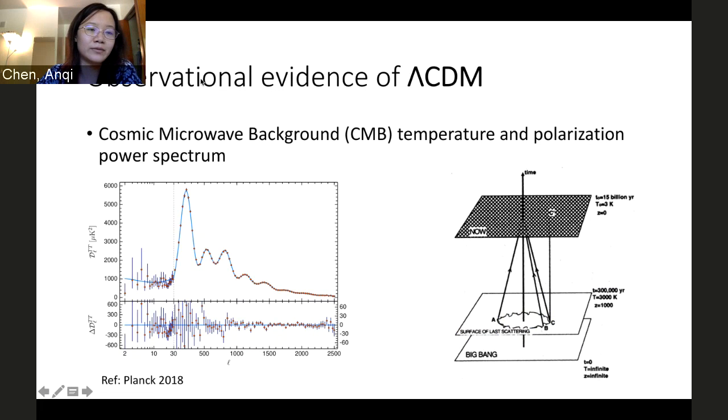And another observational evidence of lambda CDM comes from the cosmic microwave background, its temperature and polarization power spectrum. So the Big Bang theory tells us the universe starts from a hot plasma, and as the universe expands, this plasma cools down, and at some temperature, finally the photon decouples from the rest of the ordinary matter. That decoupled photon free streams after the time of recombination and reaches us without any interaction.